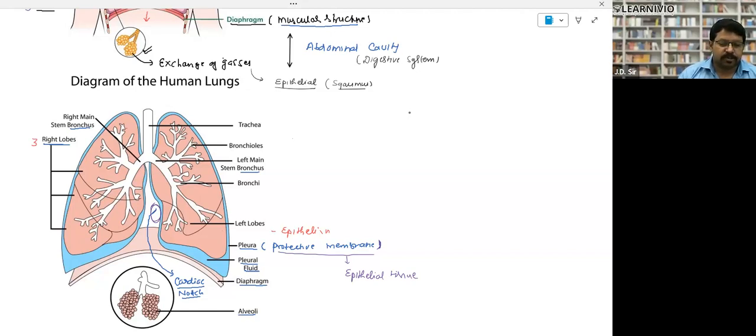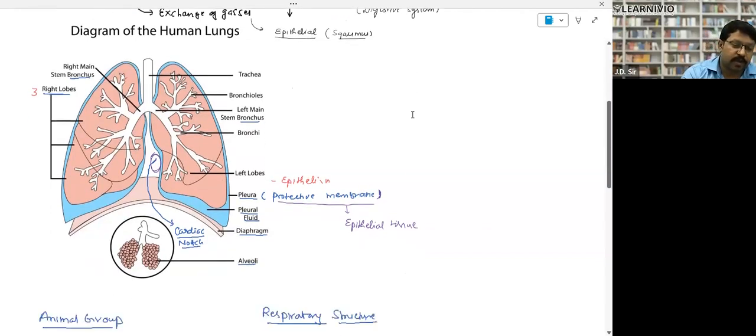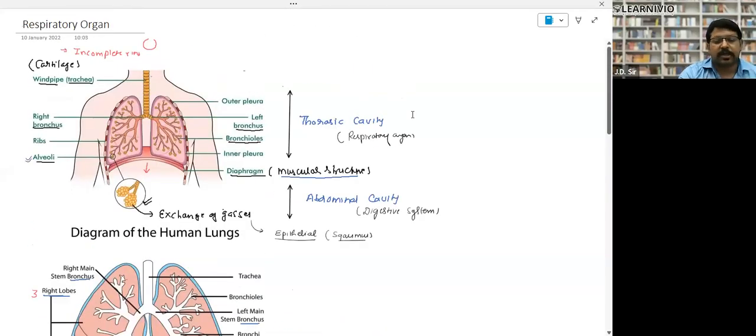And this again is the diaphragm. Why I'm showing you this diagram as well: look, here in blue color, the lungs are covered with a protective membrane called pleura. The pleura is made up of epithelial tissue. Inside the pleura, there is a fluid called pleural fluid. So lungs remain protected with a layer called pleura and pleural fluid. Again, this is the diaphragm, and these are the alveoli. So this is the diagram. You can take a screenshot of this one. It's important for you.